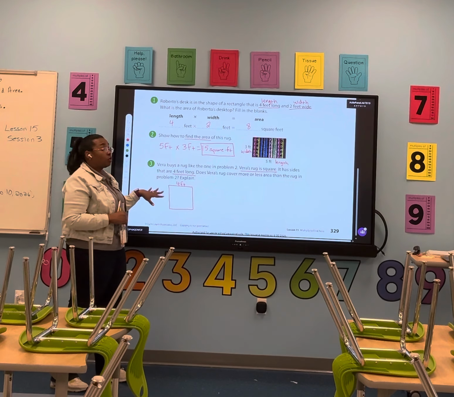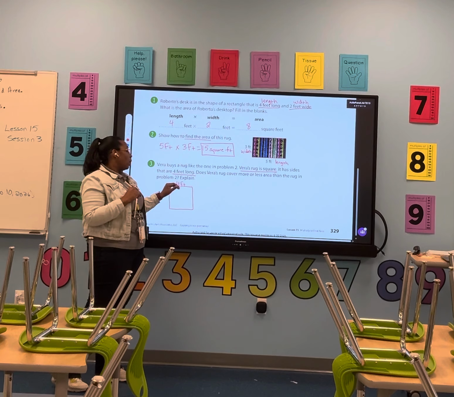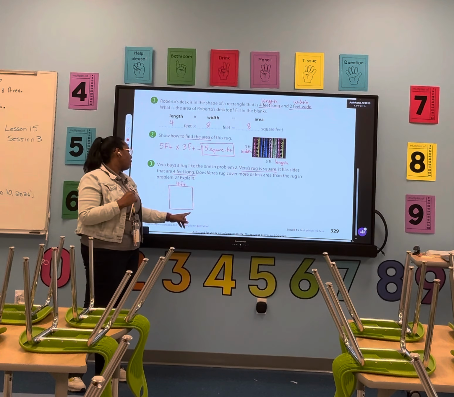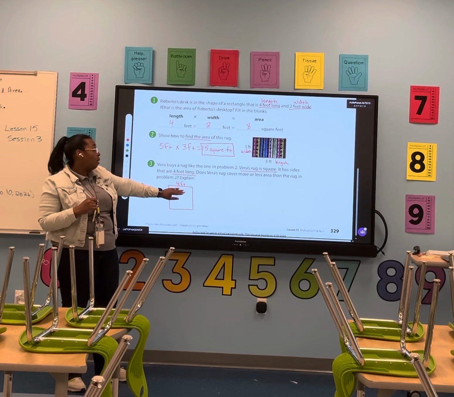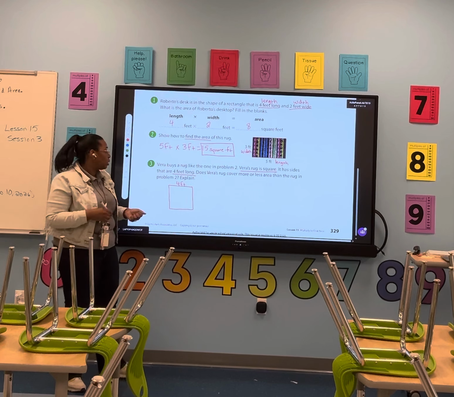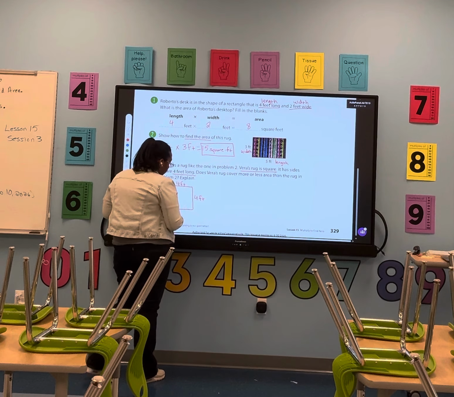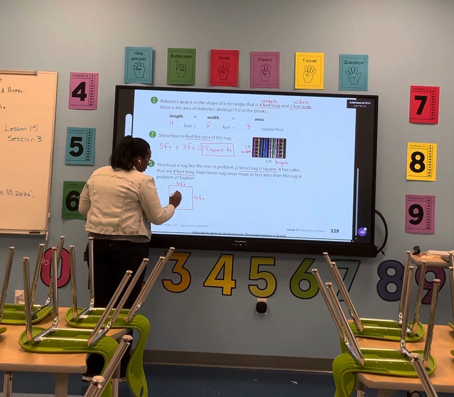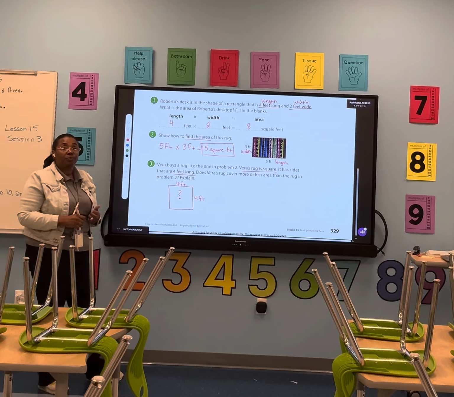But remember, this is a square. And what's so special about a square is that if one side is 4 feet, then all the sides are 4 feet. So not only will my length be 4 feet, but my width also will be 4 feet. That's why they only gave us one number. So we're going to go ahead and put 4 feet for the width. Now what we're trying to figure out is the area of that square.